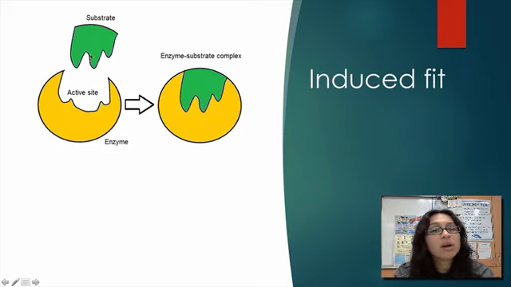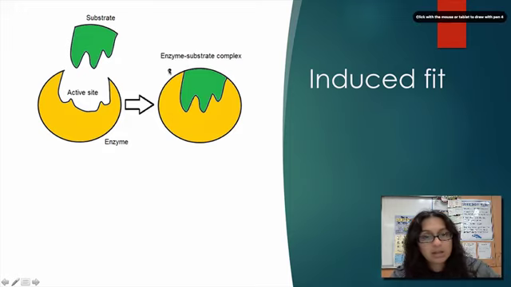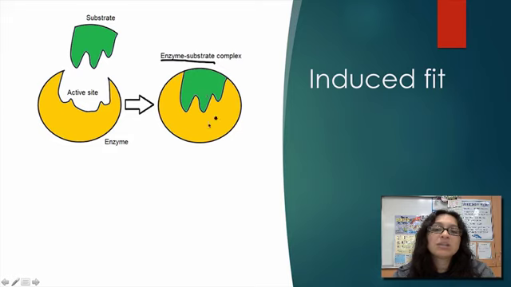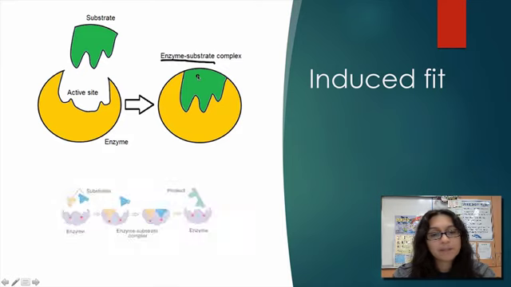So lock and key model helps us with specificity. Induced fit tells us what is actually going on between a substrate and its enzyme. So they come and they bind together, and you have induced fit. And then we have the enzyme substrate complex. So when an enzyme binds to its substrate, it's going to help lower activation energy in several different ways. We'll see in just a moment.